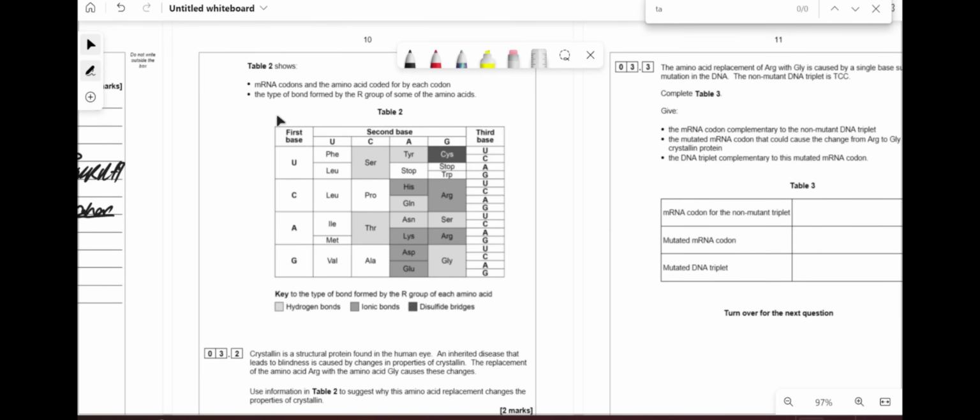Table 2 shows mRNA codons and the amino acids coded by each codon, and the type of bond formed by the R group of some of the amino acids. There's a key to the type of bond formed by the R group of each amino acid: hydrogen bonds, ionic bonds, disulfide bridges, and we've got U, C, A, G, and all of these things, and it tells you what they are. Fine.